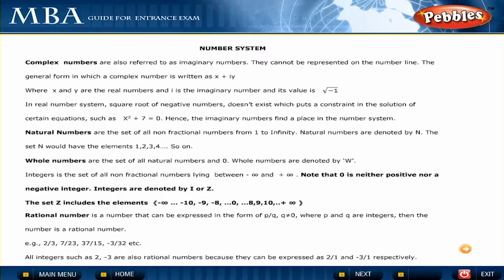A rational number is a number that can be expressed in the form of p by q, where q is not equal to 0 and p and q are integers. All integers such as 2 and minus 3 are also rational numbers because they can be expressed as 2 by 1 and minus 3 by 1 respectively.